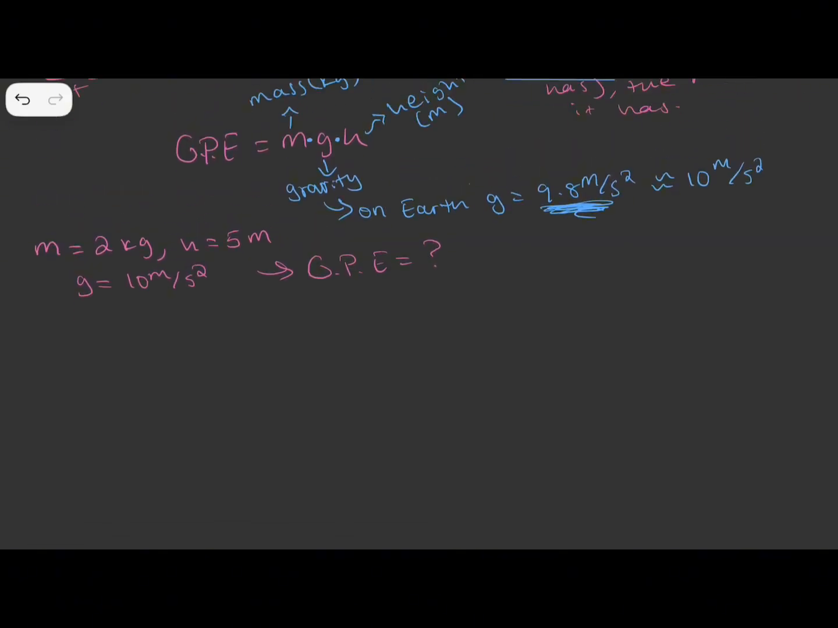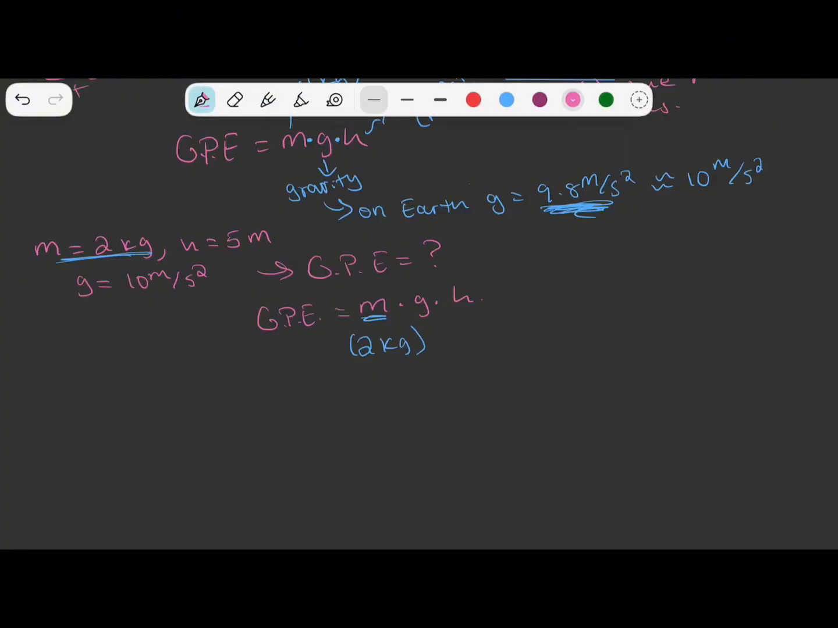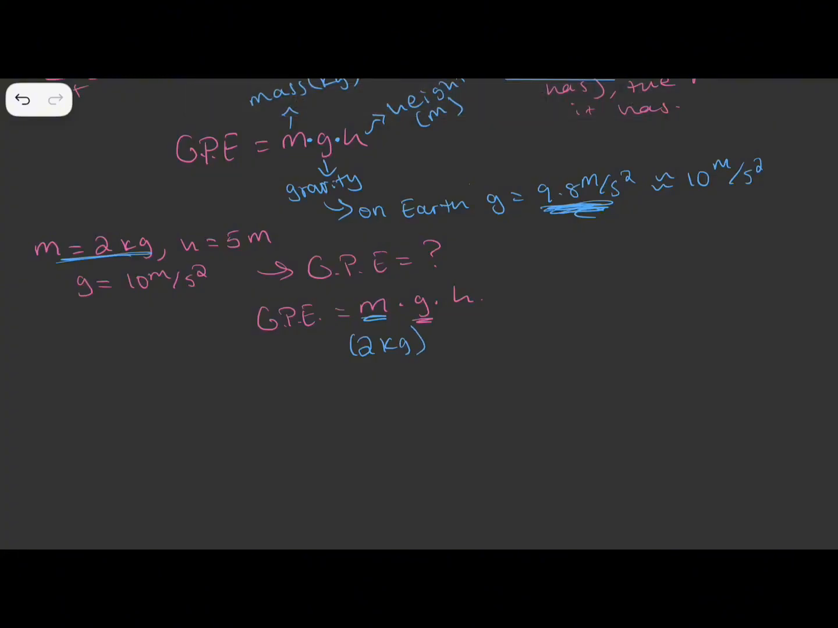Just like we did for kinetic energy, our first step is to write the formula for gravitational potential energy, which is three letters: m, g, h. Now let's plug in our values. m is 2 kilograms. For g, I say to round that up to 10 meters per second squared. And let's use green for h. We said h is equal to 5 meters. Again, these are all multiplied.